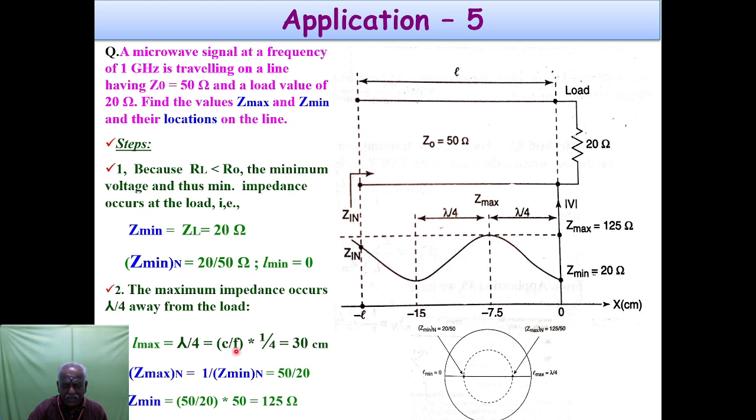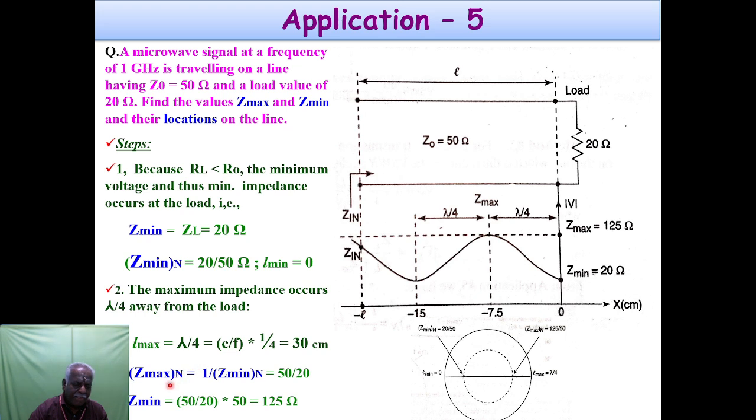Lambda is c by f, where c is the velocity of the electromagnetic wave and f is the frequency. That into 1 by 4. Lambda is equal to c by f and it is to be divided by 4. That is equal to 30 centimeter, lambda by 4, because the frequency is given here, 1 gigahertz. Therefore you substitute c is equal to 3 into 10 raised to 8 meter per second and f is equal to 1 gigahertz, 1 into 10 raised to 9. So you will get 30 centimeter.